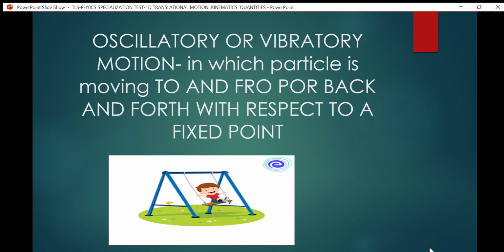The third one is oscillatory or vibratory motion, in which a particle is moving to and fro or back and forth with respect to a fixed point. So that is an example for oscillatory or vibratory motion. In oscillatory motion, frequency will be less; in vibratory motion, frequency will be more. That is one difference between oscillatory and vibratory motion.